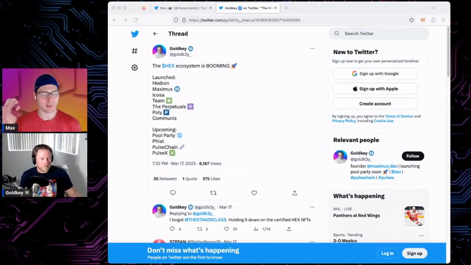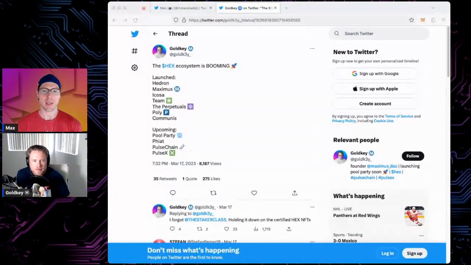Hedron and Maximus are near the top, but I want to get your take on these products. Can you just say a few words on each one, like why do you like these? I guess you could expound on the tweet, where you only got 180 characters. Why do you like these products? Why do you think they're good for the HEX ecosystem?